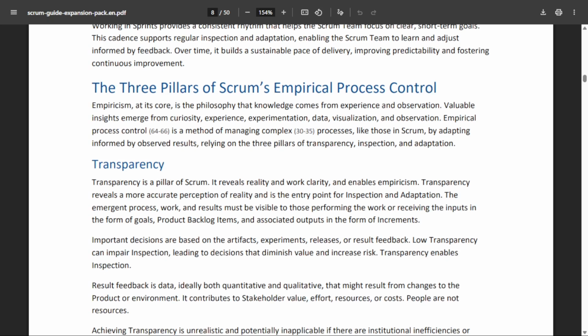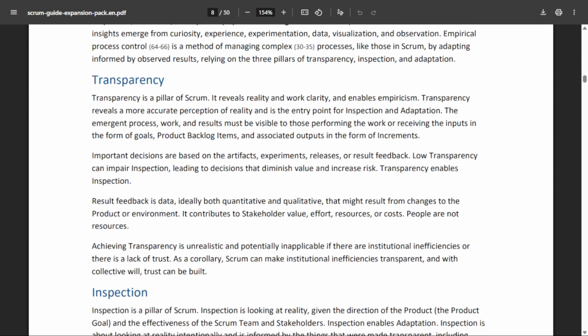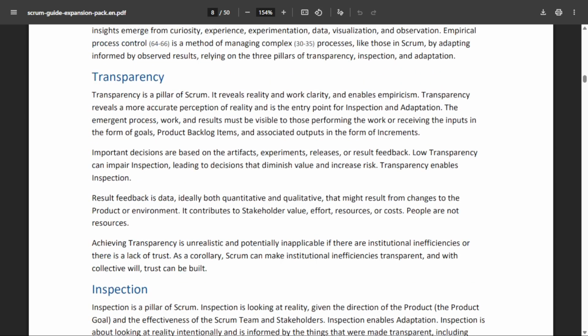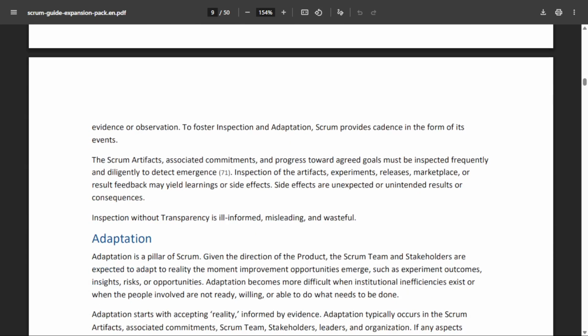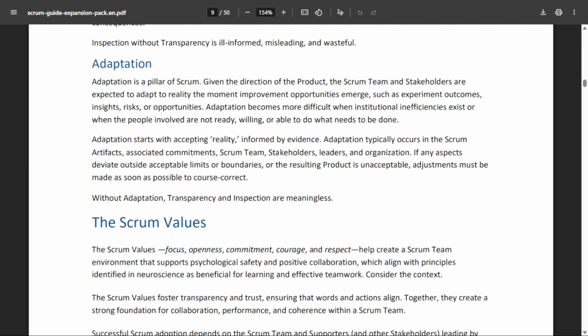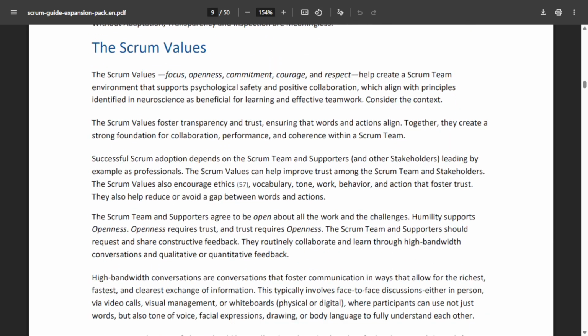Then we get into the concept of the 3 pillars, a TIA factor, I call it: transparency, inspection, and adaptation. When we talk about transparency, we mean everyone sees the same facts. When we talk about inspection, we're talking about frequent checkups on progress and product. And when we talk about adaptation, we mean we adjust our course quickly as reality changes.